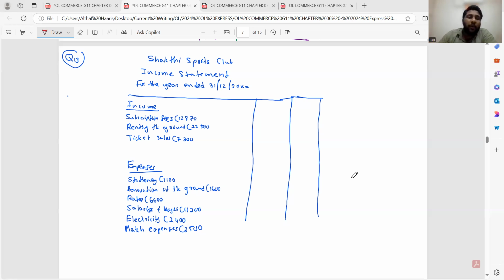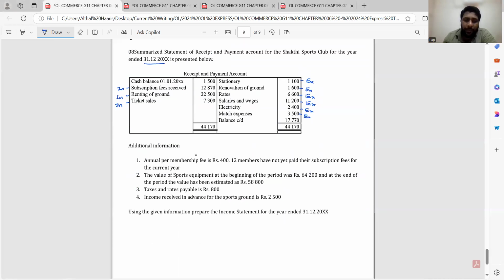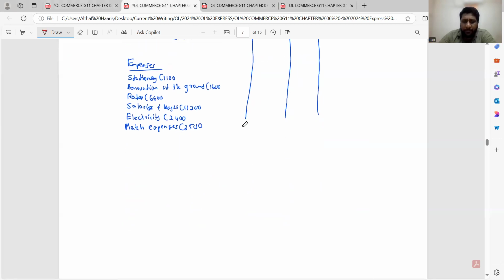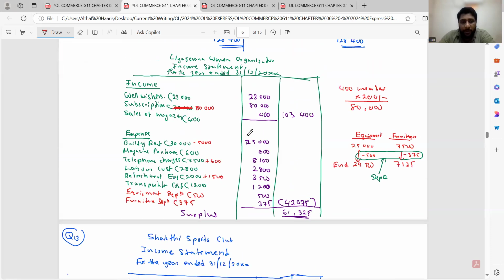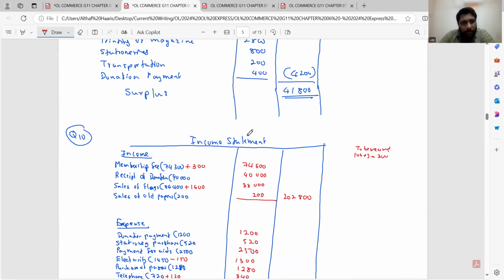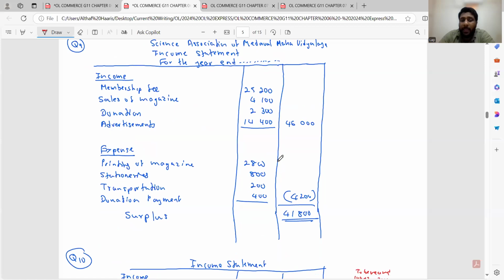Okay. Now let's move to the adjustments. Annual membership fee is 400. 12 members have not paid their subscription fee. So last week we learned two methods to calculate the subscription fee. So let me show it to you. Here, first method or second method. In this one, we have to go to the second method. Cash received, cash not yet received.